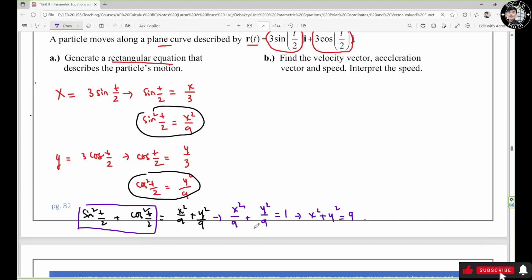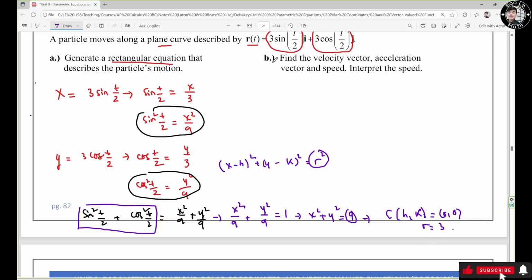Now we're going to review the circle equation. The standard form of the circle equation is x minus h squared plus y minus k squared equals r squared. Looking at this one, we know that h and k equal 0 because we don't see anything there. So the center is at the origin, and r squared equals 9, so the radius is 3.